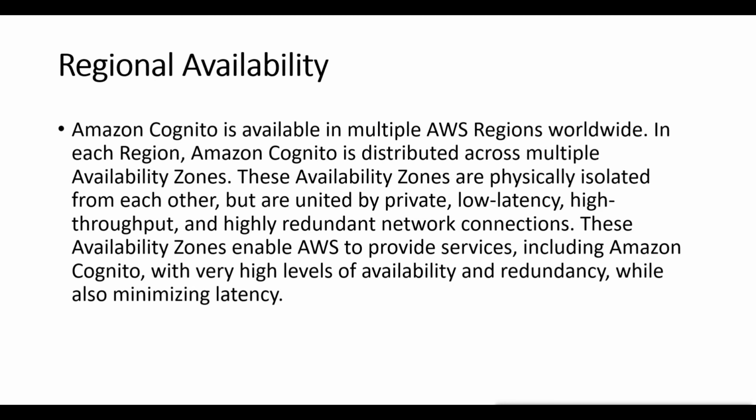Regional availability. Based on the regional availability, these are mostly spread across multiple availability zones. These availability zones are physically isolated from each other but are united by private low latency, high throughput, and highly redundant network connections. These availability zones enable AWS to provide services including Amazon Cognito with very high levels of availability and redundancy while also minimizing the latency. So it is available worldwide.